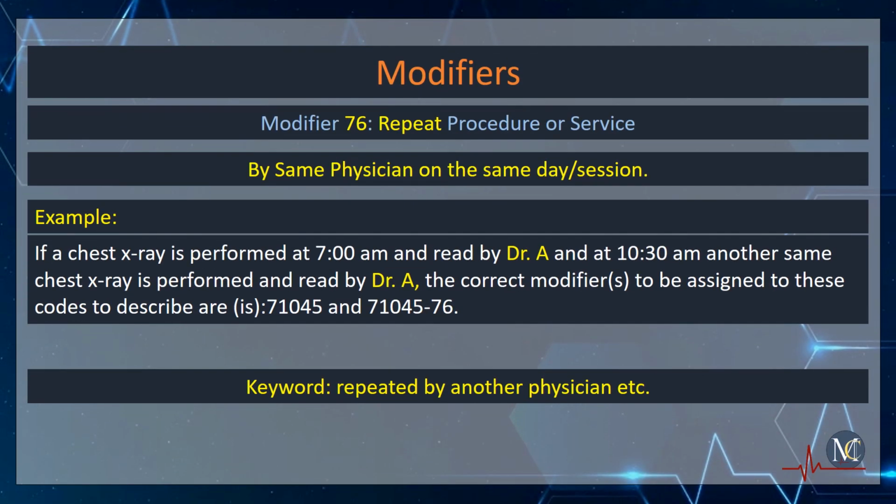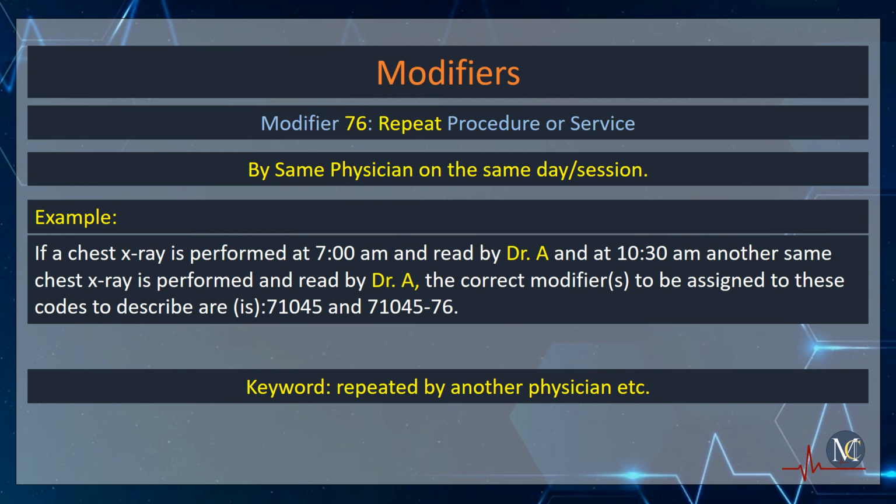Modifier 76. The CPT modifier 76 is used to indicate a repeated or subsequent procedure by the same physician on the same day or during the same session. Let's take an example. If a chest X-ray is performed at 7 a.m. and read by Dr. A, and at 10:30 a.m. another same chest X-ray is performed and read by Dr. A again.